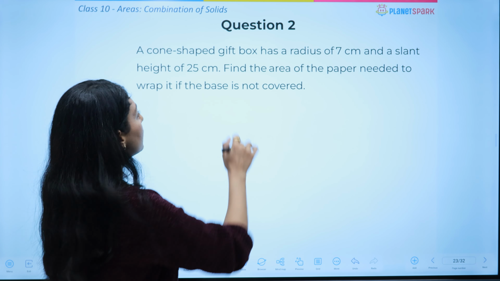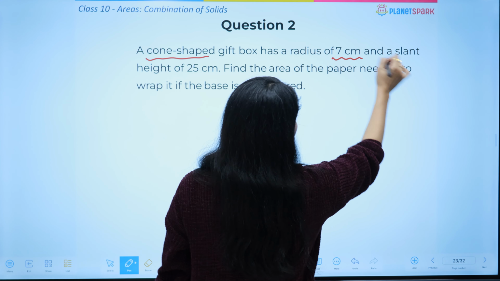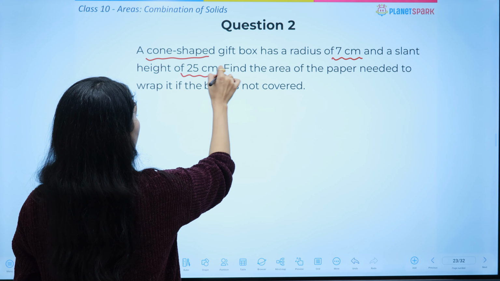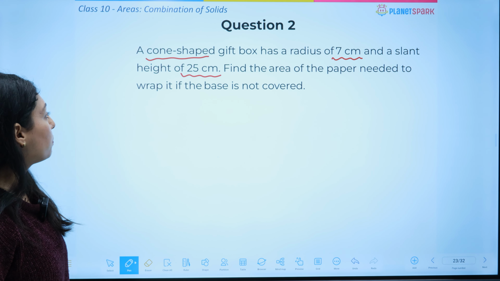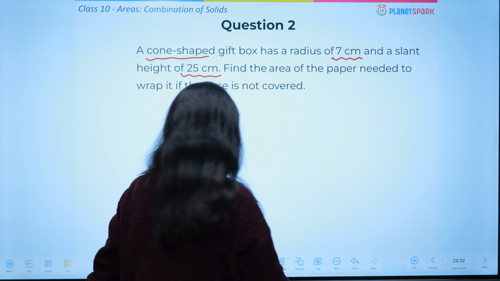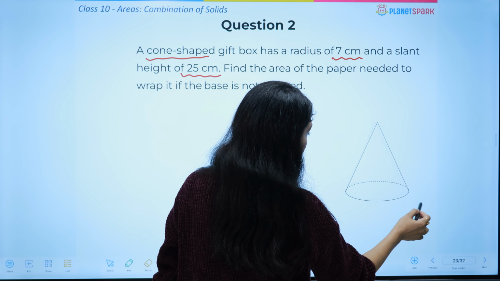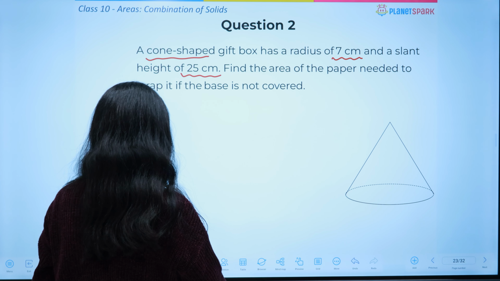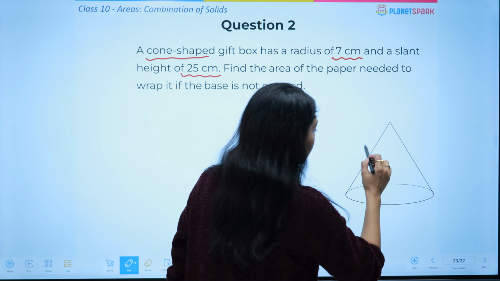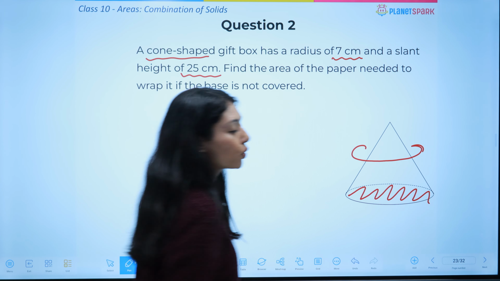A cone-shaped gift box has a radius 7 centimeter and a slant height of 25 centimeter. Find the area of the paper needed to wrap it if the base is not covered. What shape do we have? We have a cone here, a gift box. We have to wrap it in such a way that we are wrapping this but not the base.